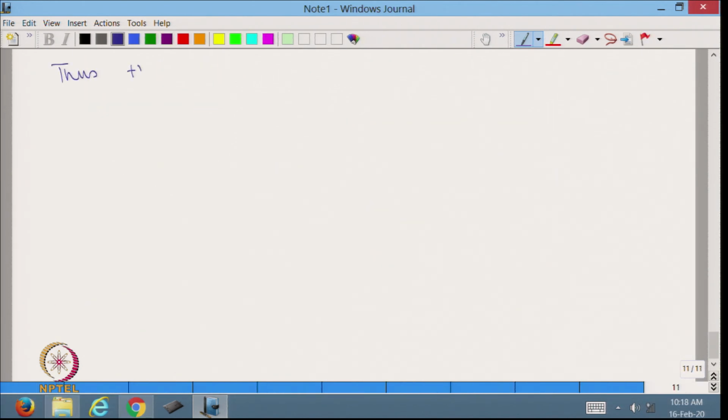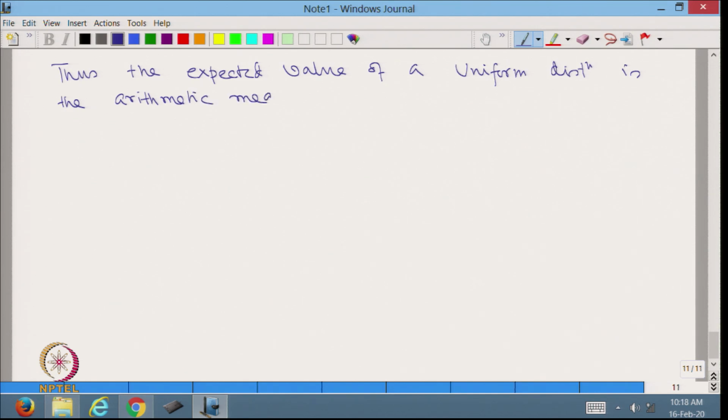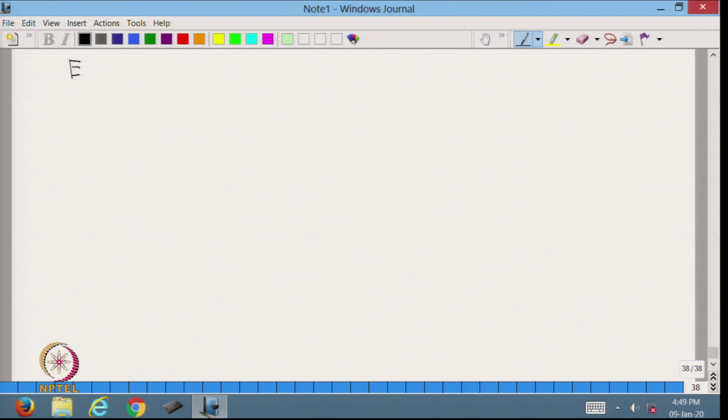Thus, the expected value of a uniform distribution is the arithmetic mean of the two endpoints, namely a, b. Now, let us consider the exponential distribution with parameter lambda.